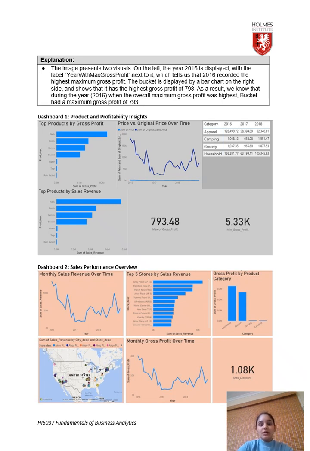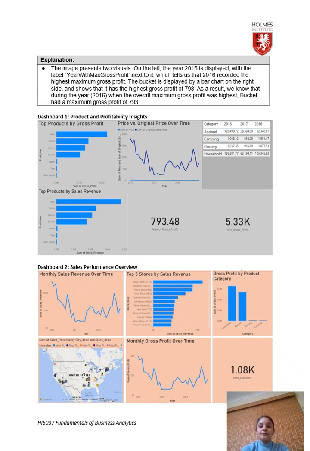On the left, the year 2016 is displayed with the label year with the maximum gross profit next to it, which tells us 2016 recorded the highest maximum gross profit. The bucket is displayed by a bar chart on the right side and shows that it has a highest gross profit of 793. As a result, we know that during the year 2016, the overall maximum gross profit was highest. Bucket had a maximum gross profit of 793 in that period. So this is all about the questions.